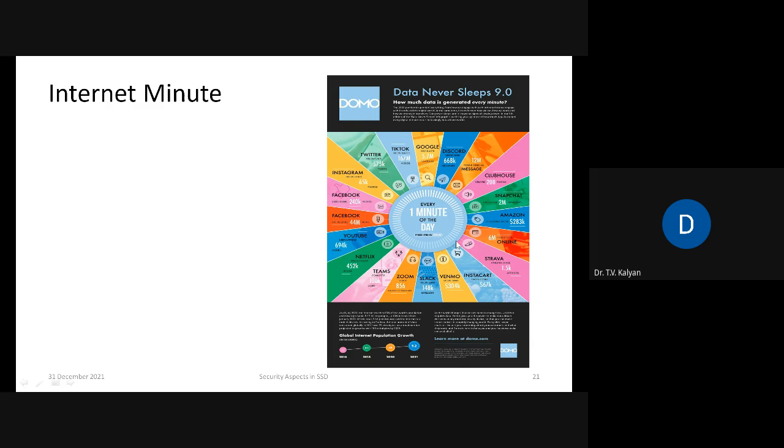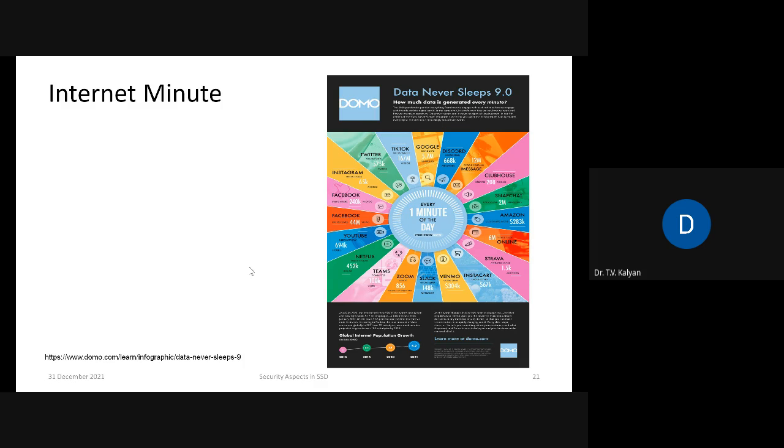Now, in this picture, you can see all the various activities that are happening. For example, on Twitter, roughly there are 575,000 tweets. On Instagram, there are 65,000 photos being posted. On Facebook, around 240K photos are posted, etc., right? On YouTube, so many hours are being viewed, and because of the online push due to the pandemic, we have more and more usage of Teams and Zoom, etc., right?